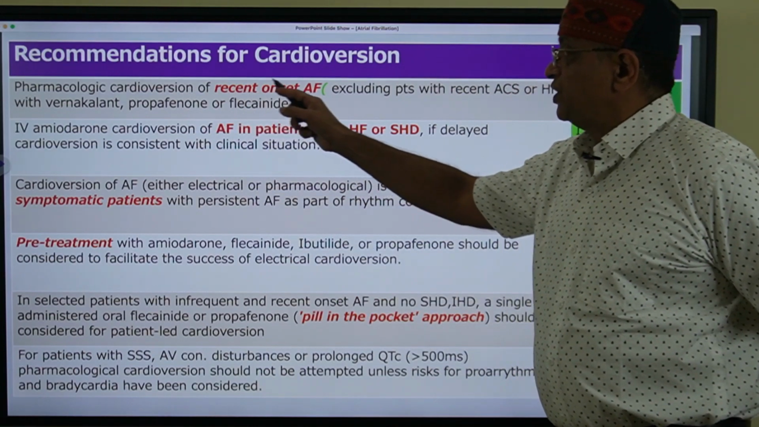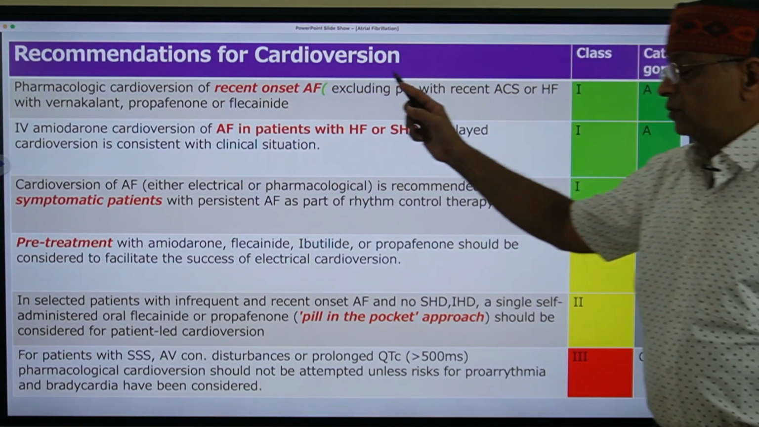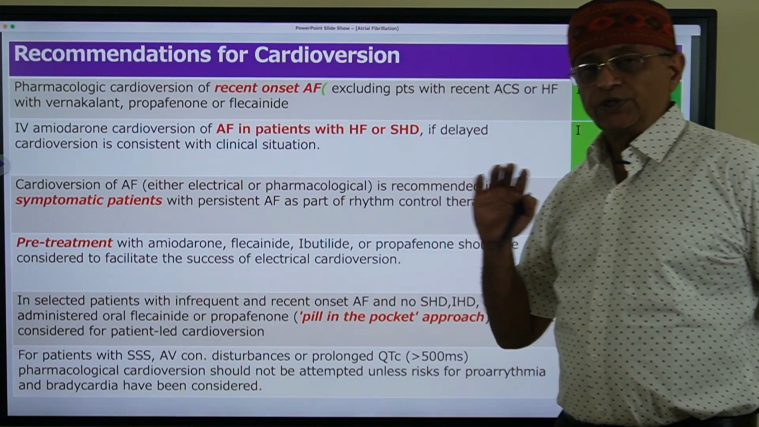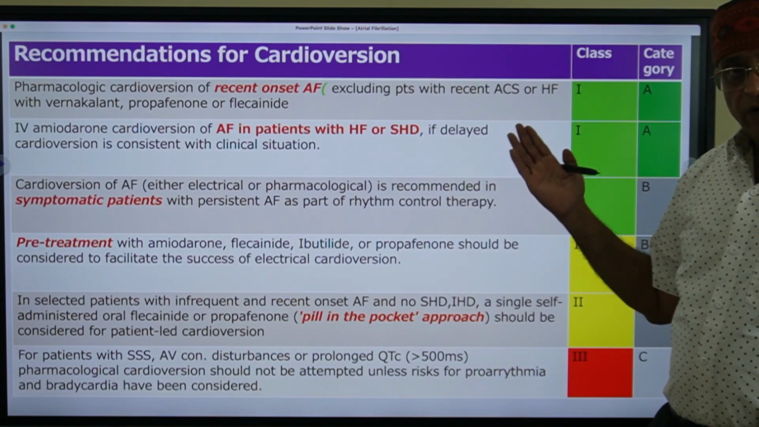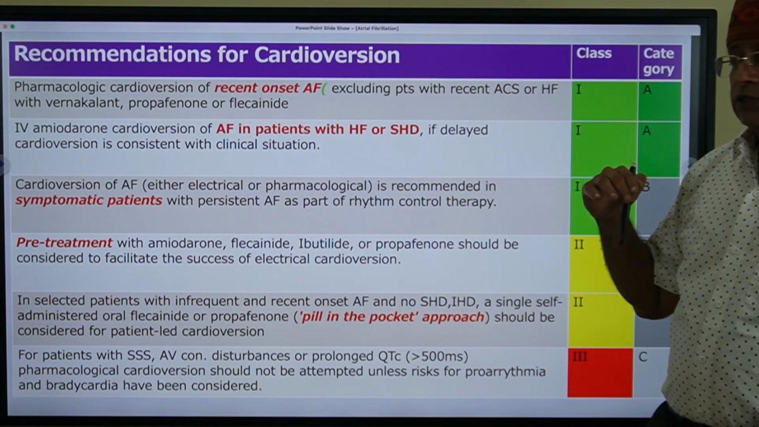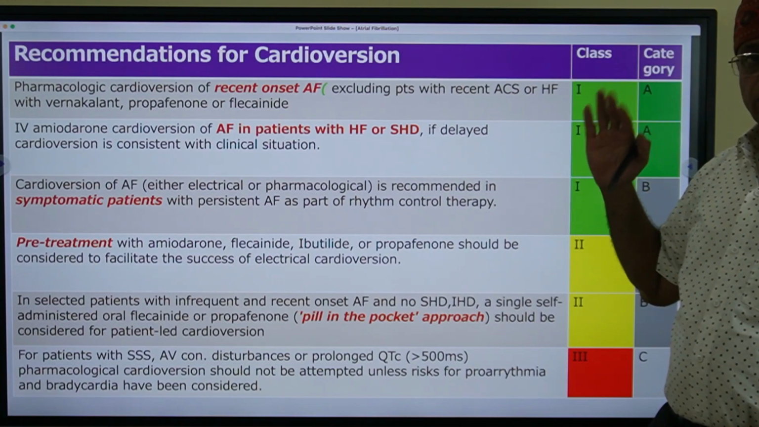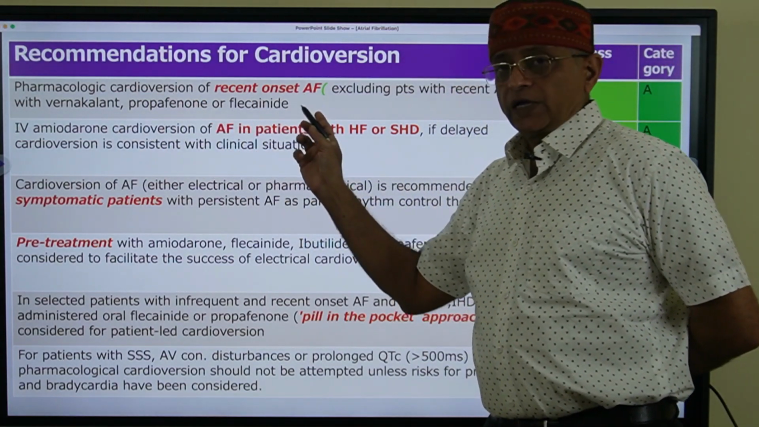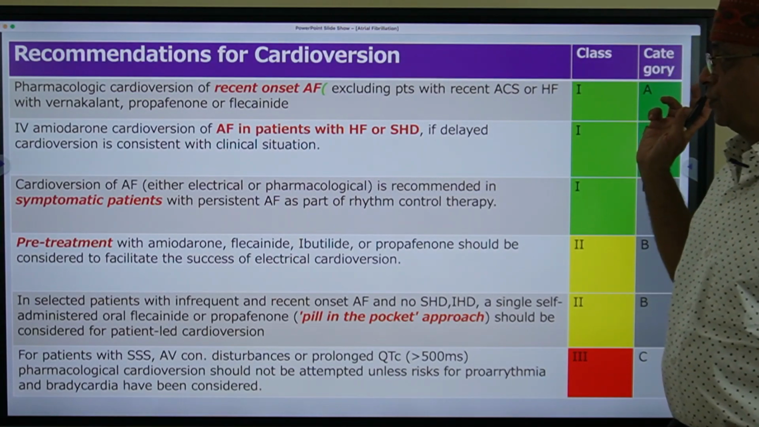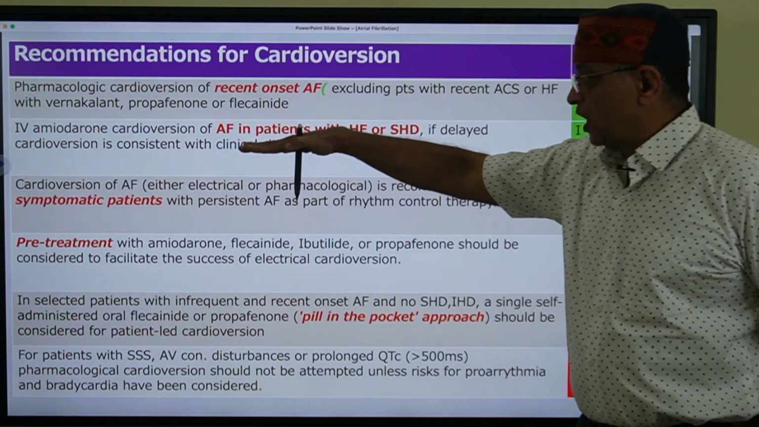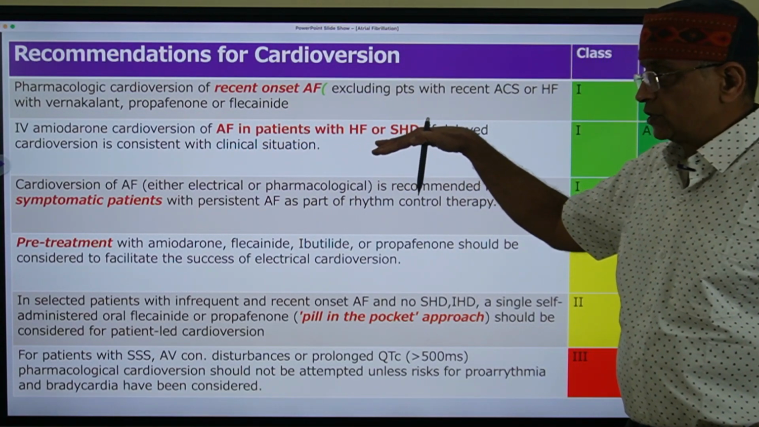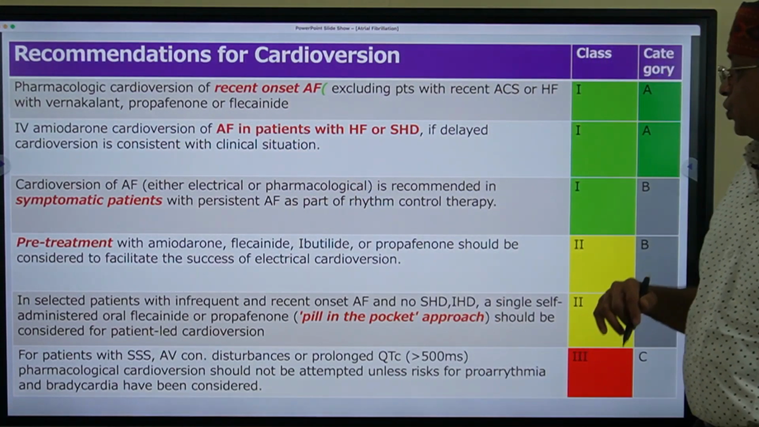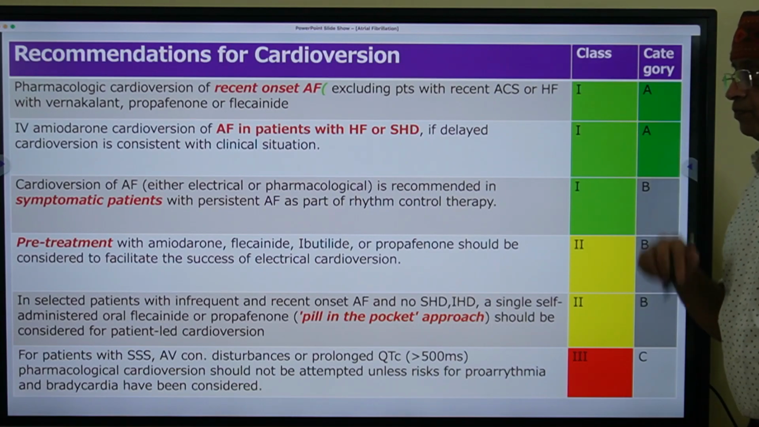Pharmacological cardioversion of recent AF, excluding patients with acute coronary syndrome or heart failure. So the patient is young, acute AF means duration less than 48 hours, and no thromboembolism, no cardiac disease, then you can use vernakalant, propafenone or flecainide, class 1A indication. If the patient has heart failure or structural heart disease, then IV amiodarone cardioversion would be the treatment of choice, again class 1A indication.